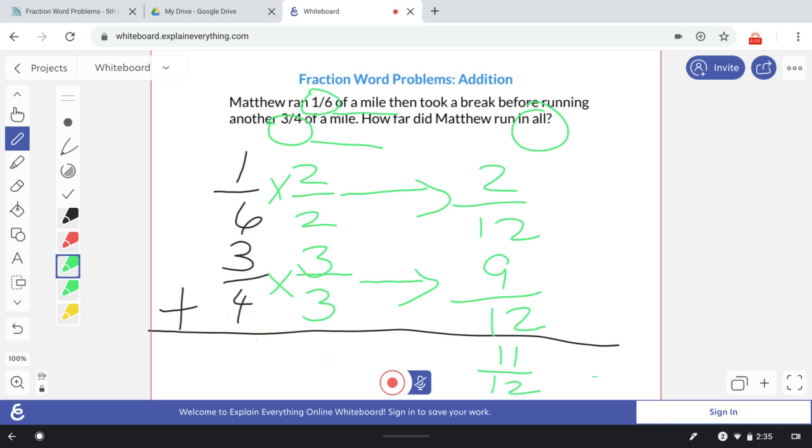I go back and I say to myself, well, 11 twelfths what? I go back and I look for the words that I need to include in my answer, the units. And in this case, it's of a mile. So 11 twelfths, I'm going to actually write of a mile. Circle or box my keywords and numbers, box my answer. And there it is.